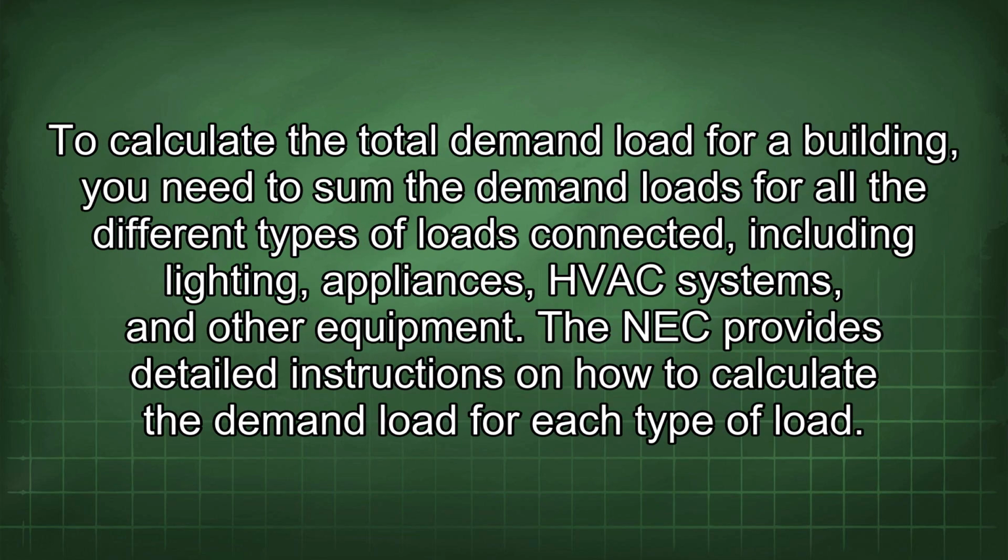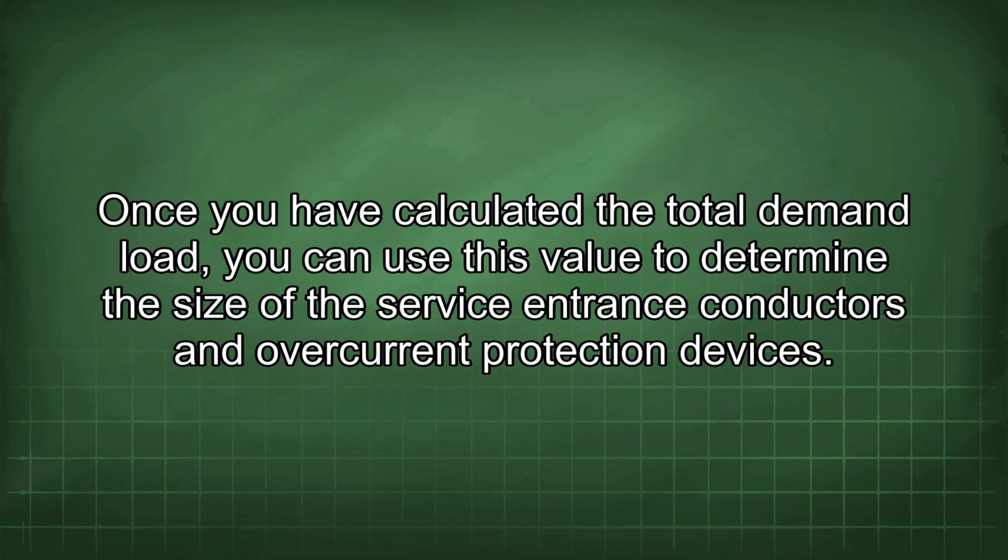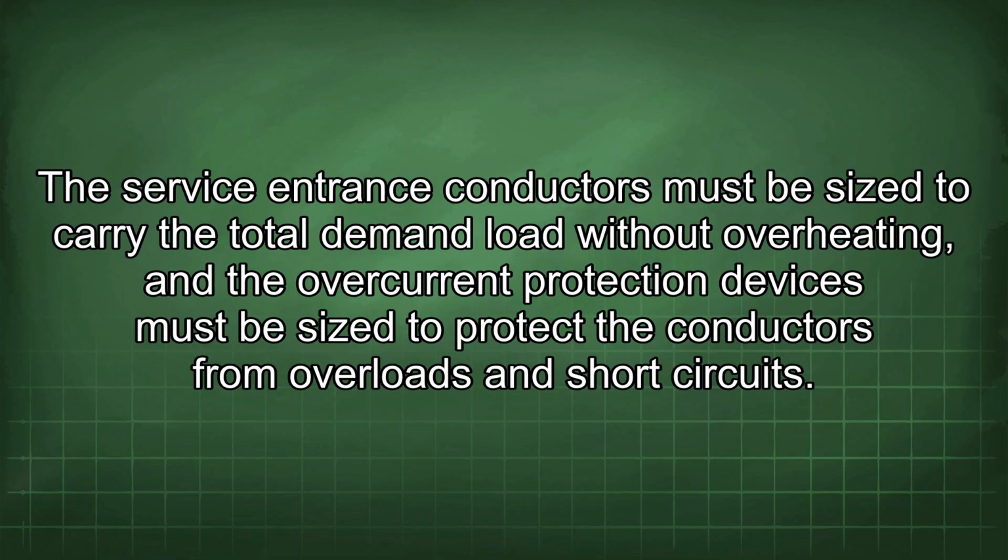To calculate the total demand load for a building, you need to sum the demand loads for all the different types of loads connected, including lighting, appliances, HVAC systems, and other equipment. The NEC provides detailed instructions on how to calculate the demand load for each type of load. Once you have calculated the total demand load, you can use this value to determine the size of the service entrance conductors and overcurrent protection devices. The service entrance conductors must be sized to carry the total demand load without overheating, and the overcurrent protection devices must be sized to protect the conductors from overloads and short circuits.